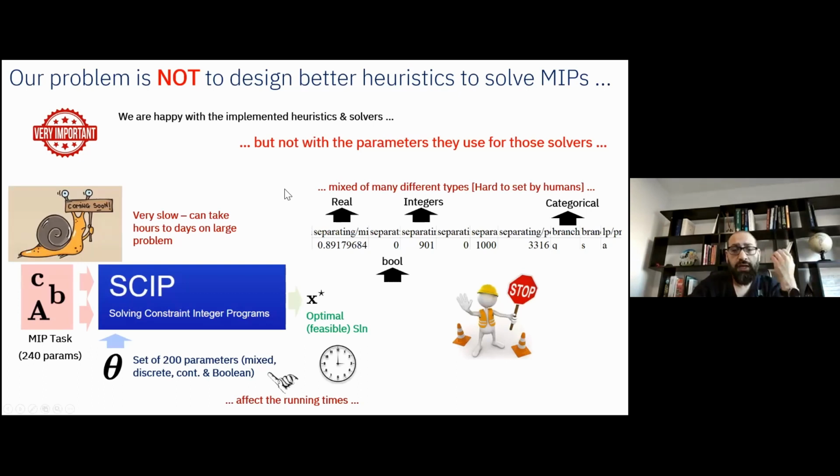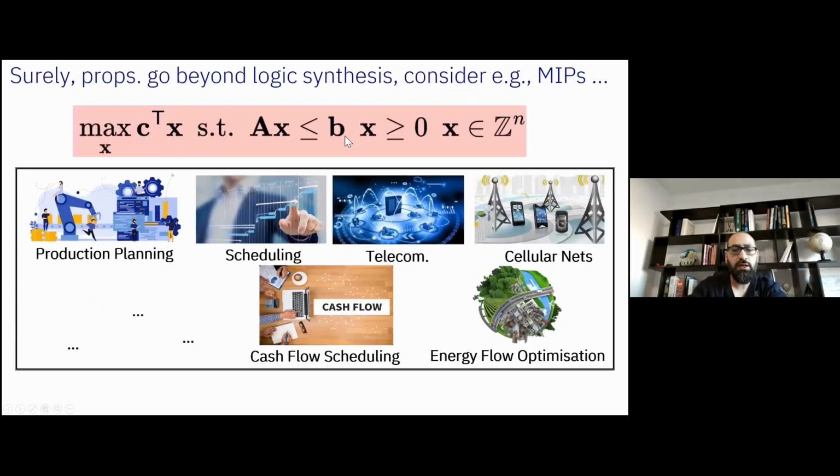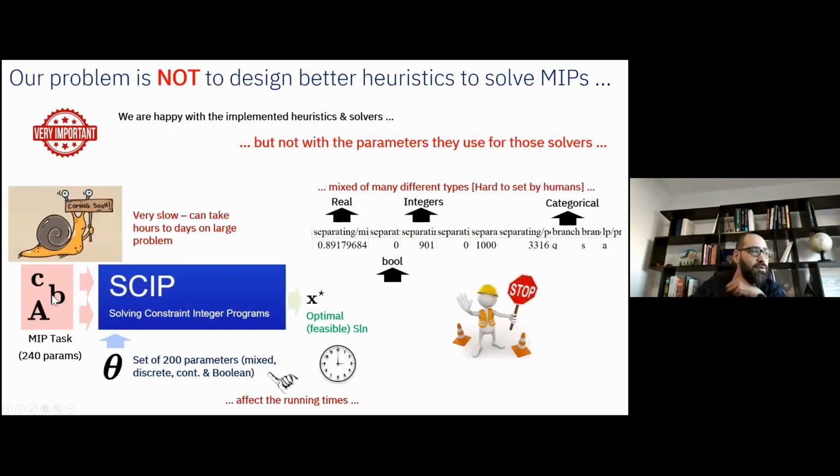To further elaborate this idea, let's talk about an open source solver called SCIP, Solving Constraint Integer Programs. This is a solver where you can give as an input an MIP task, a maximum integer programming task. So you give it the matrix A, the vector b, and the vector c, and those, as you remember, dictate this equation. So we give this as an input. And then additionally, you give a set of hyperparameters, which are 200 parameters, mixed between discrete, continuous, and Boolean. And SCIP will work on these two using the heuristics developed by researchers, and then it will output for you a feasible solution, x star.